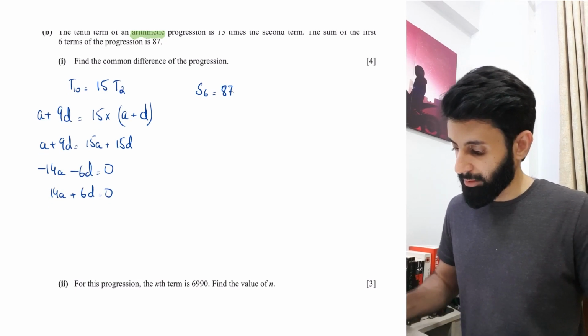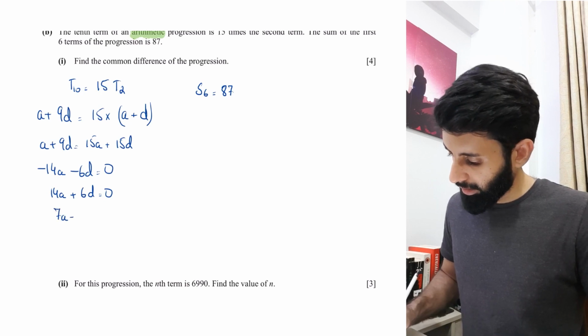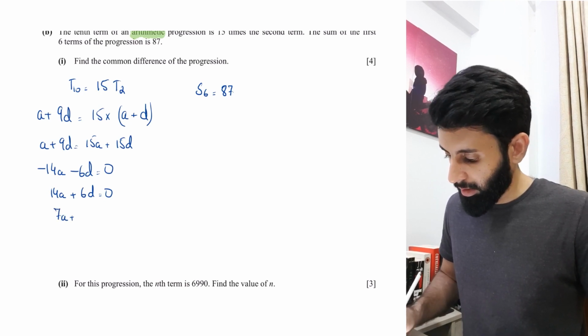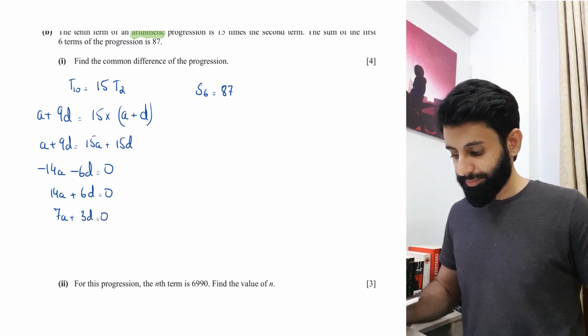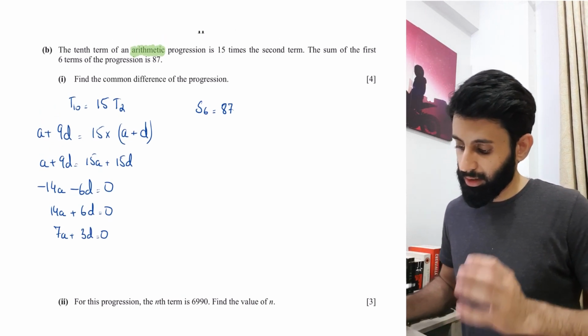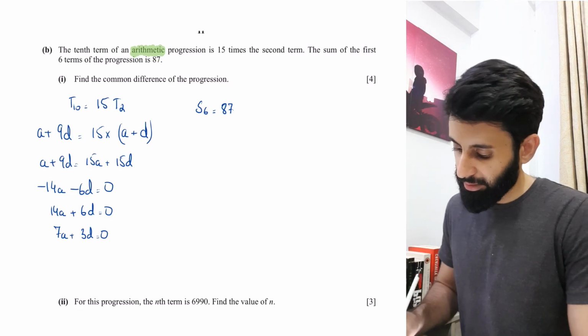Although if you want, you can also divide it by 2. In fact, I think I am going to divide both sides by 2. So you're looking at 7A plus 3D equals 0. Okay. And then you're dealing with the sum of the first 6 terms, which is equal to 87.